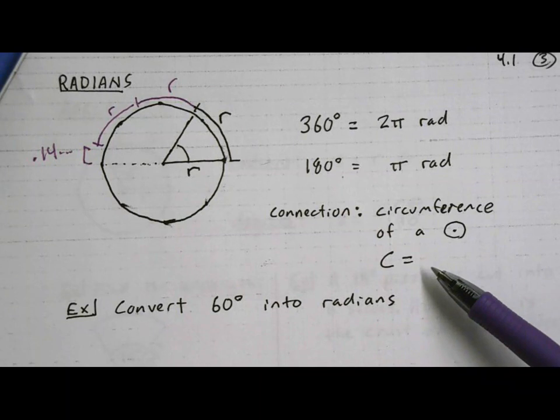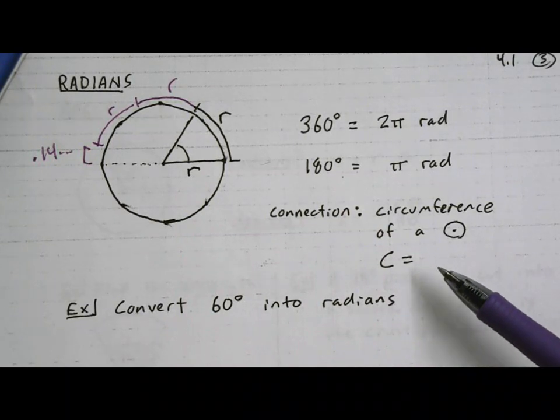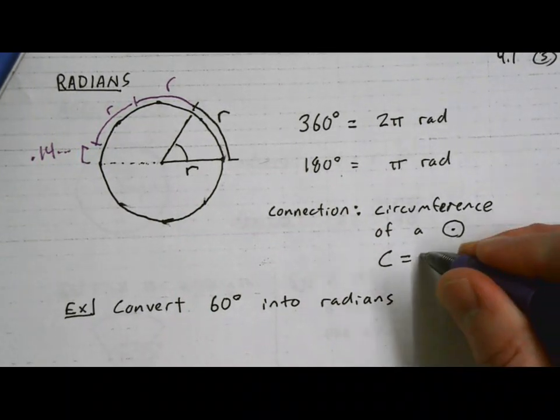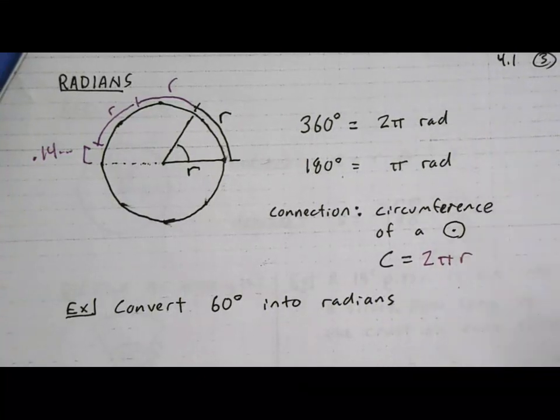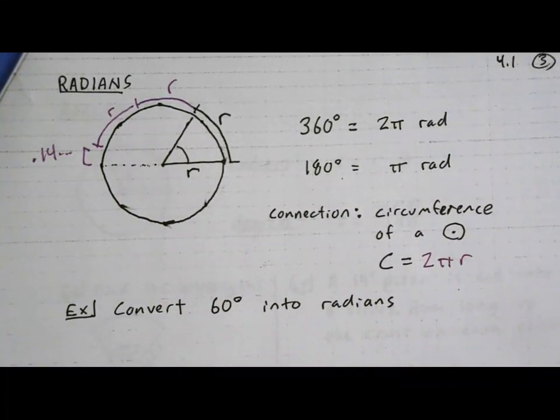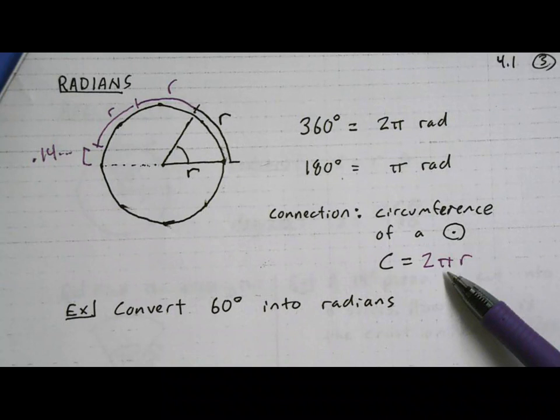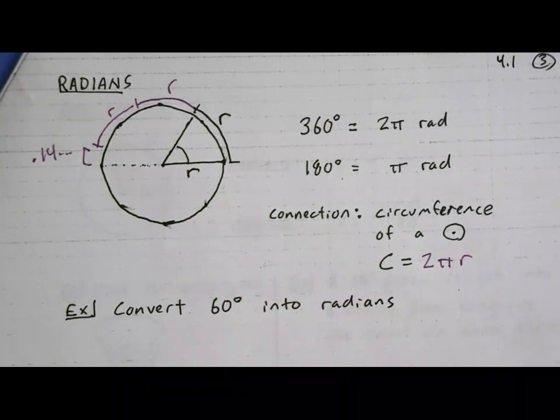Do you guys remember the formula for the circumference of a circle? We really should at this point. It is 2 pi r. What's the connection here? Yeah, so 2 pi radians would get you all the way around the circle. And the circumference is the distance all the way around the circle. Circumference is the distance around the outside edge.